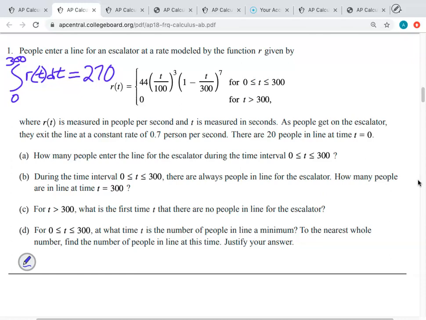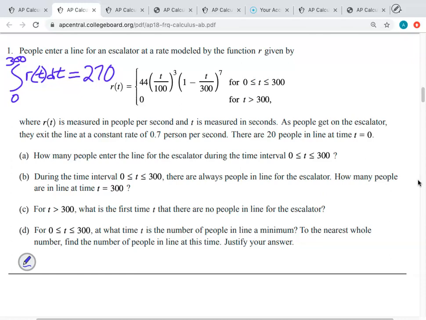During the time interval 0 to 300, there are always people in line. How many people are in line at t equals 300? This is just like the position question. It doesn't seem like it, but it is. I'm going to walk you through this, just stay with me here, okay? Everyone with me? All right, so they didn't give us a name for number of people. I'm just going to call it P for people, all right?